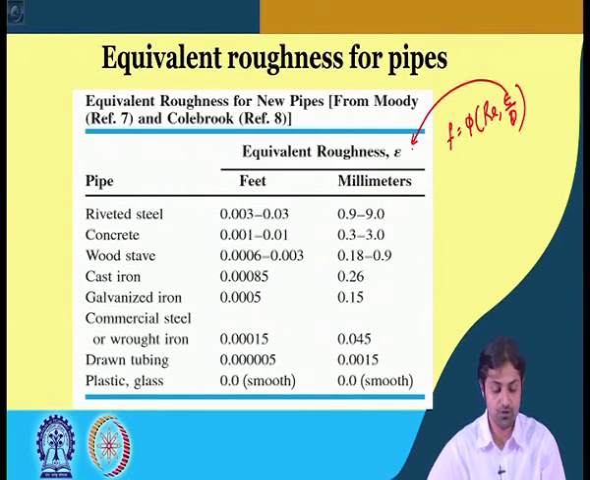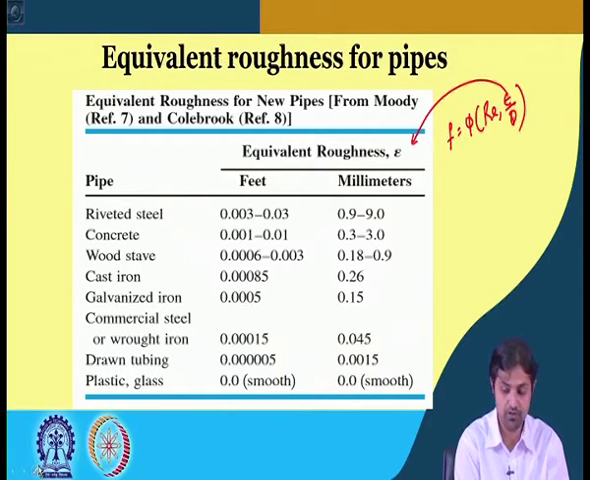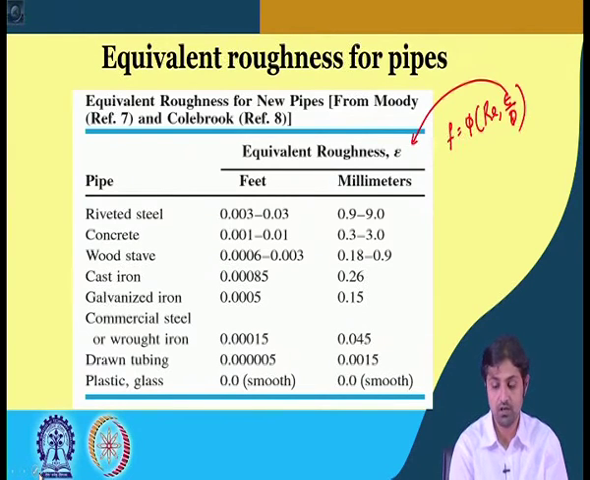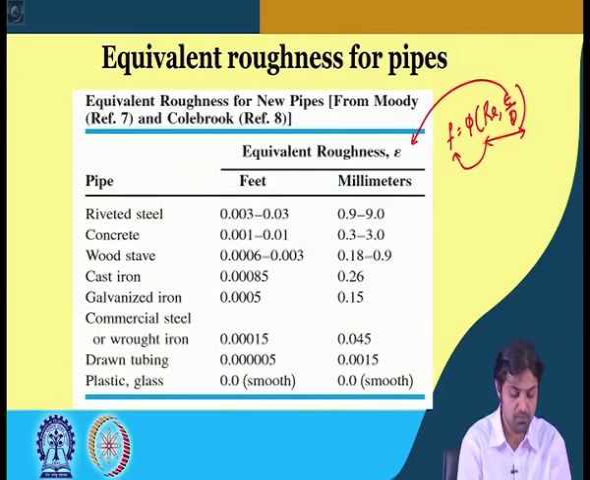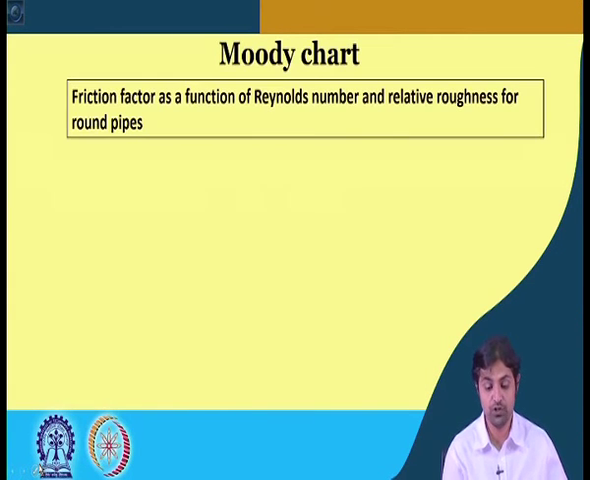Most of the cases, for the numericals in practice, you will be given the value of epsilon by d. So if you are able to calculate the value of epsilon by d and Reynolds number, then there is a dependence of these two parameters on the friction factor F, and if we know the friction factor, we can find out the head loss, the major head loss. Okay. So to do that, there is something called a Moody chart.